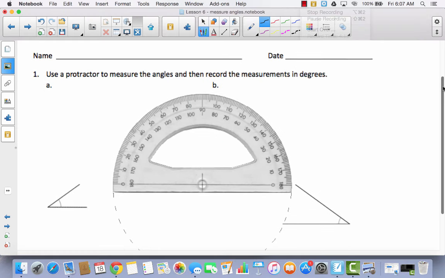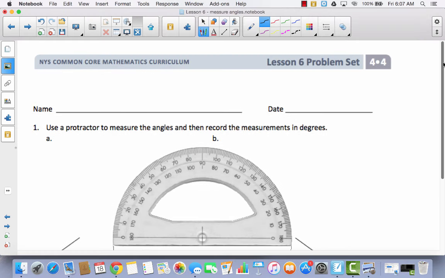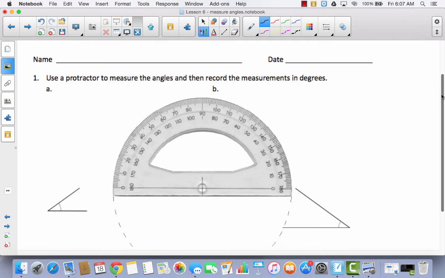Go ahead and get out your problem set. Looks like this, Lesson 6 problem set, and you're still going to need your protractor. You'll notice the directions just say use a protractor to measure the angles and then record the measurements in degrees.